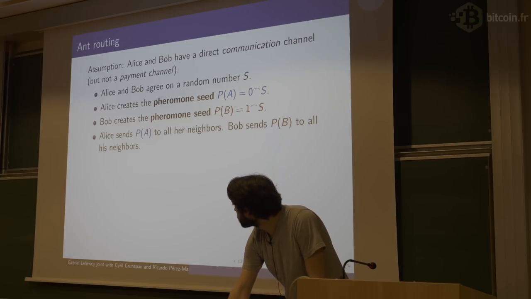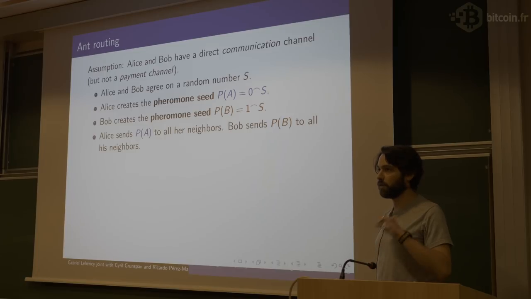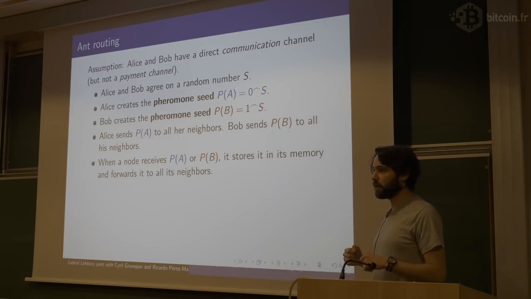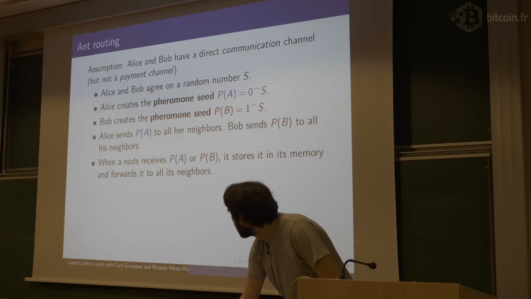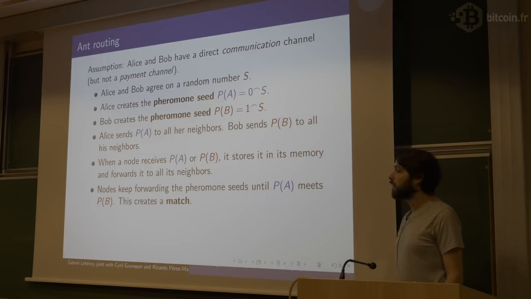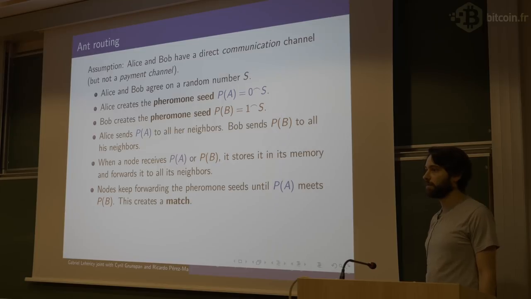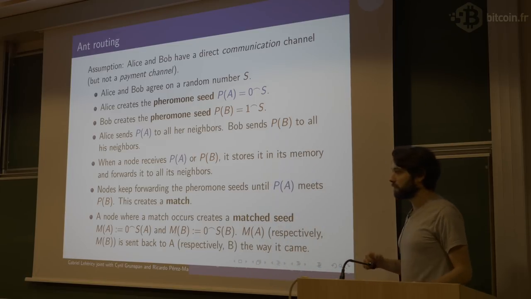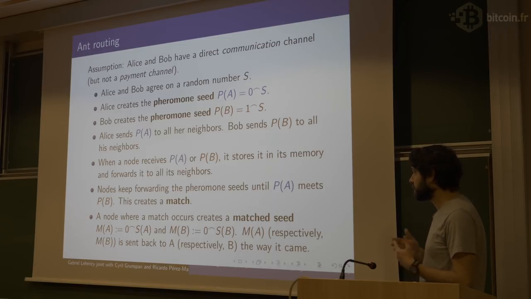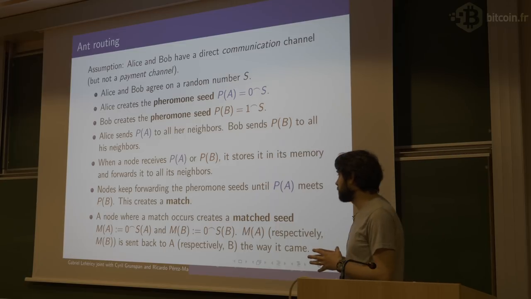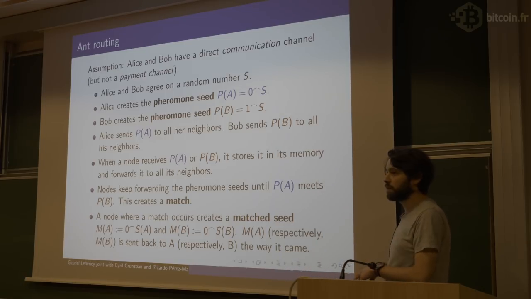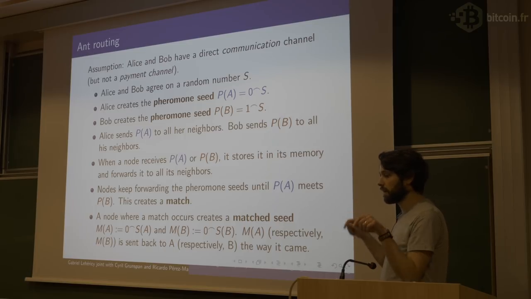And now once they have created that, Alice sends the pheromone seeds to all her neighbors, and then Bob does the same. And then the nodes keep forwarding the pheromone seeds. They send it everywhere, and they keep forwarding the seeds until a seed from Alice meets a pheromone seed from Bob. And when that happens, we say there is a match. And when there is a match at some node, then the node creates what we call a matched seed, which is a pheromone seed to which we add another bit, zero. And then this node sends back the matched seed the way the pheromone seed came, and this traces a route from A to B.